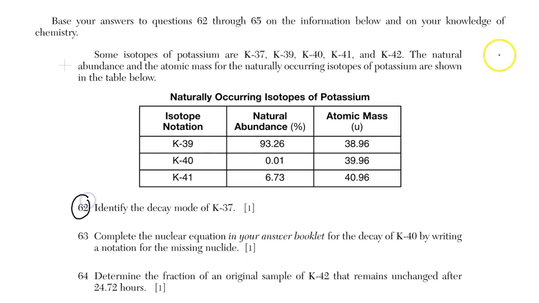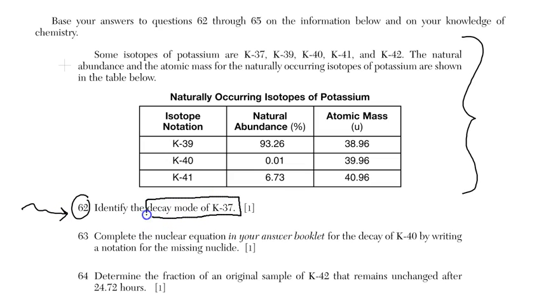Number 62, and here we go. We've got this blurb again of information, a lot of times more than you need. So I go right to the question. 62, identify the decay mode of K37. Now decay mode tells how K37, which is an isotope, a particular isotope with a mass number, likes to decay, what particle it likes to give off when it changes its unstable nucleus to something stable. Well, my friends, we have a reference table that tells us what particles certain isotopes like to emit when they're radioactive. So let's go there.